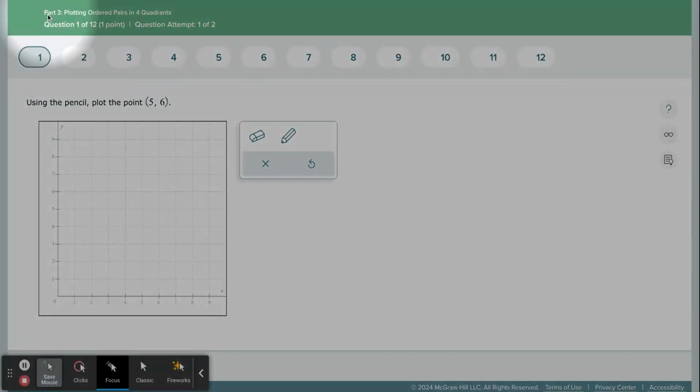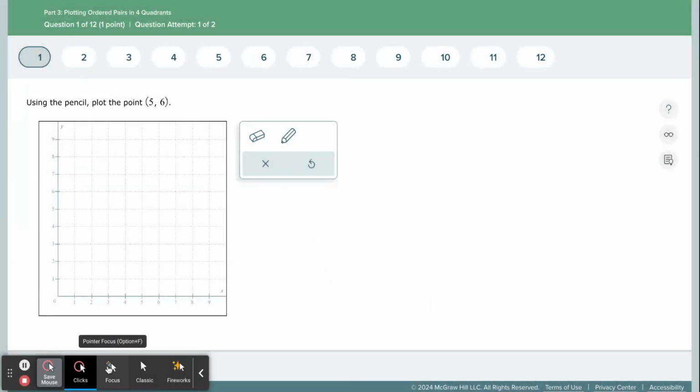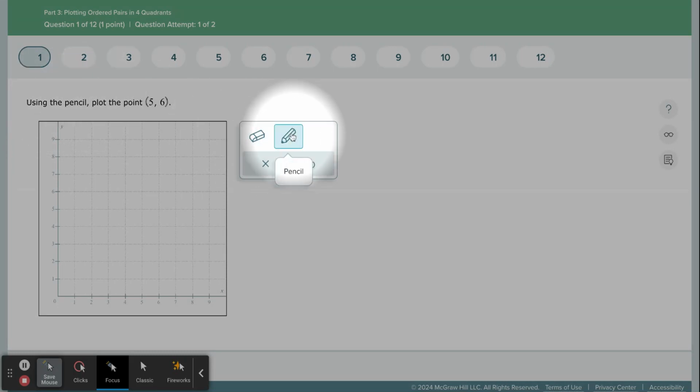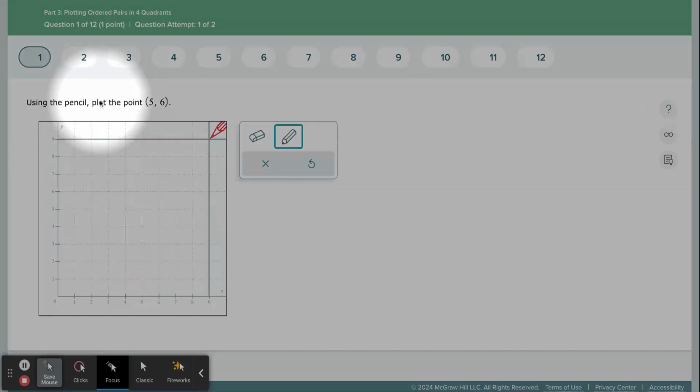Hey guys, this is the assignment video for part 3 in ALEKS, plotting ordered pairs in 4 quadrants. I kind of start you off and then they get more difficult as you go on, which is how I've done it all year. I'm just pointing that out. So if you look, it says using your pencil, plot the point (5, 6), or positive 5, positive 6.